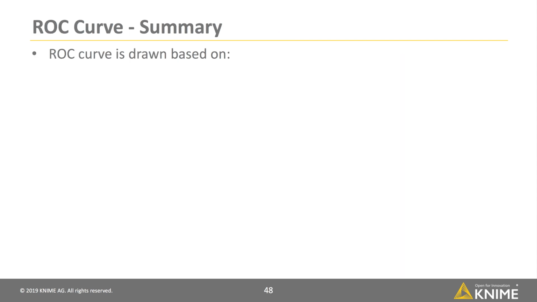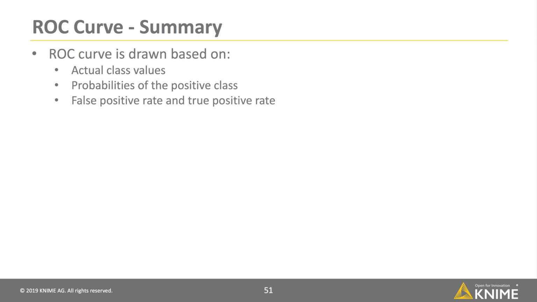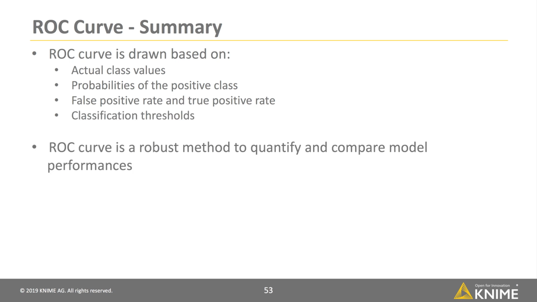In this video, we have shown how an ROC curve is drawn, given the actual class values, probabilities of the positive class, false positive rate, true positive rate, and classification thresholds. We have also shown the robustness of the ROC curve as a method to quantify and compare model performances.